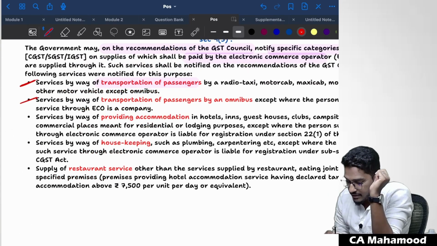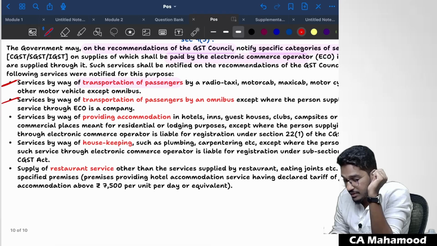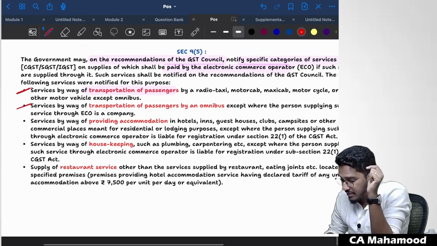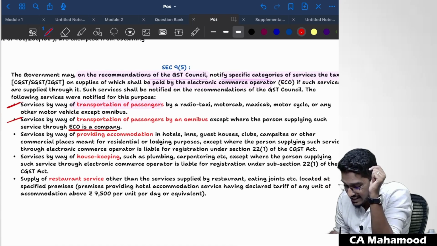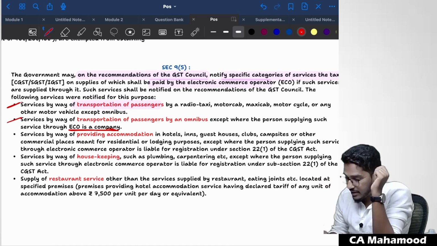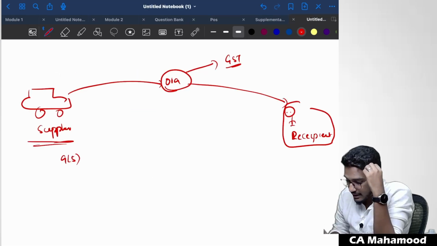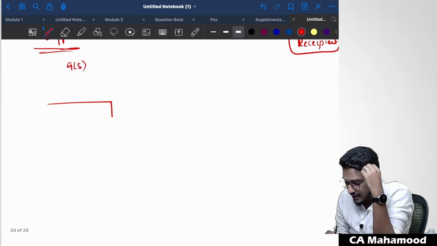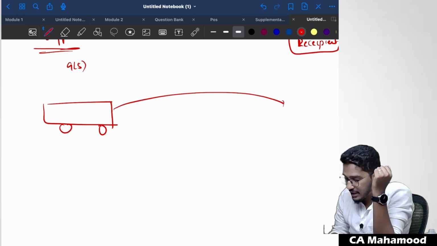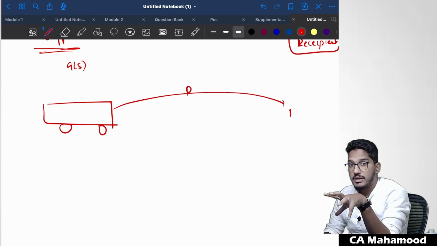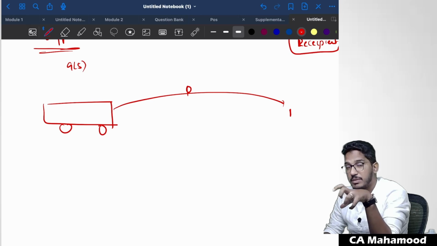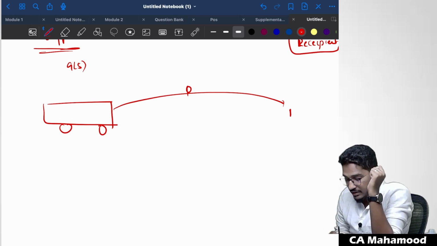Number 2, services by way of transportation of passengers by an omnibus except where the person supplying such service through the e-commerce operator is a company. Very interesting thing here. One more thing they are telling is, if someone is providing transportation of passengers by way of an omnibus through the e-commerce operator, then also on that service GST will be paid by the e-commerce operator, provided the person providing that service is not a company.